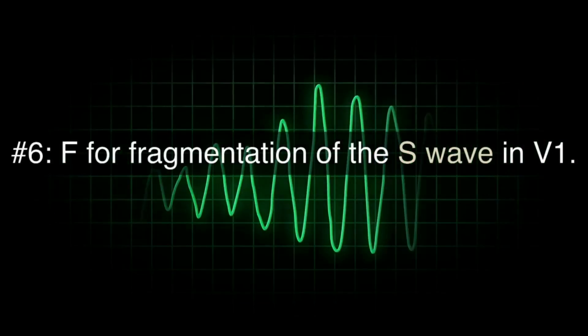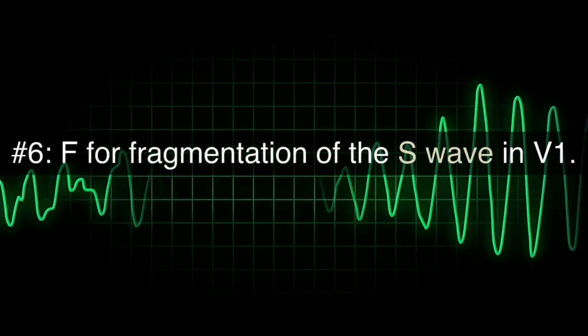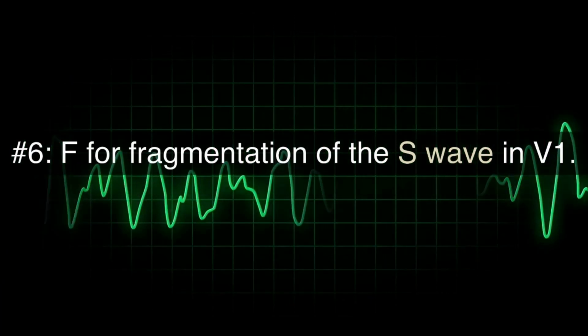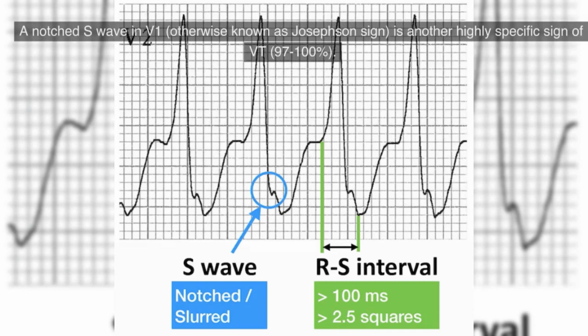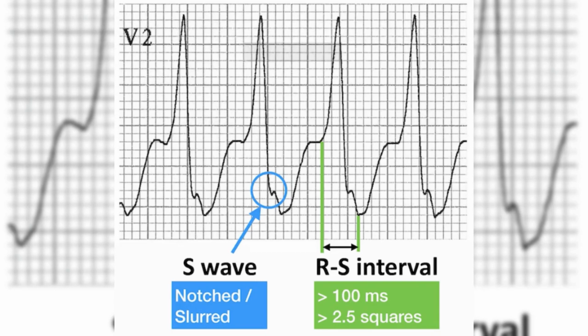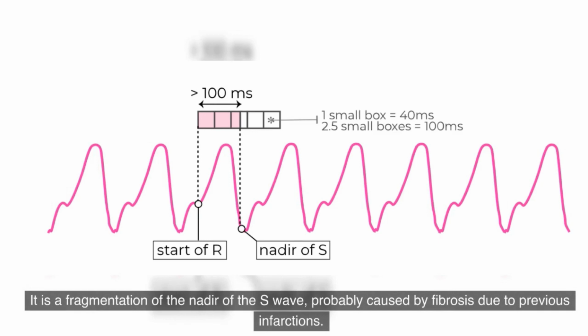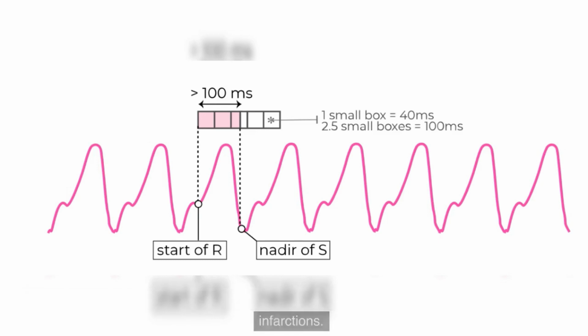Number 6. F for fragmentation of the S wave in V1. A notched S wave in V1, otherwise known as Josephson sign, is another highly specific sign of VT, 97 to 100%. It is a fragmentation of the nadir of the S wave, probably caused by fibrosis due to previous infarctions.